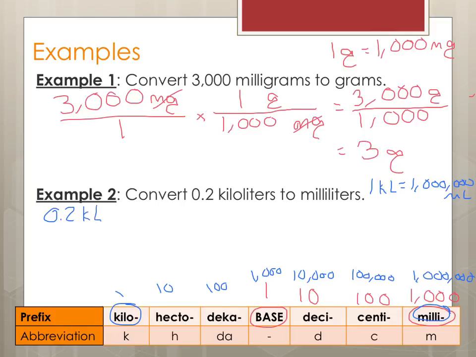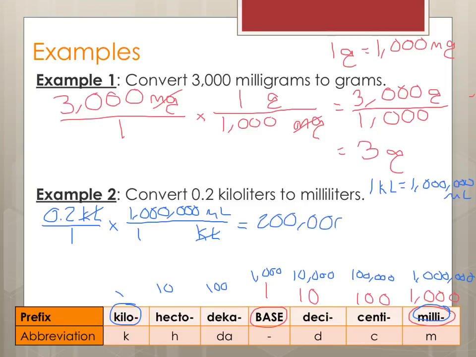kiloliters over 1, and then multiply. We need the 1 kiloliter on the bottom, and then the million milliliters on the top. Kiloliters and kiloliters will cancel, and then we'll multiply. You can plug this into a calculator. 0.2 times 1,000,000 is going to be 200,000 milliliters.